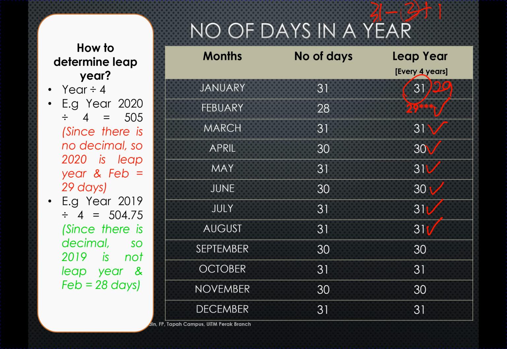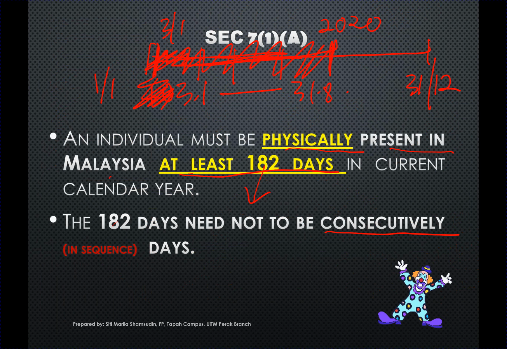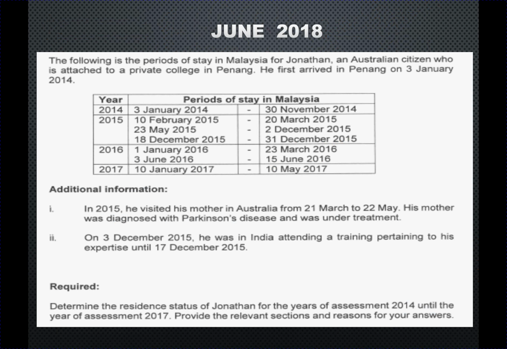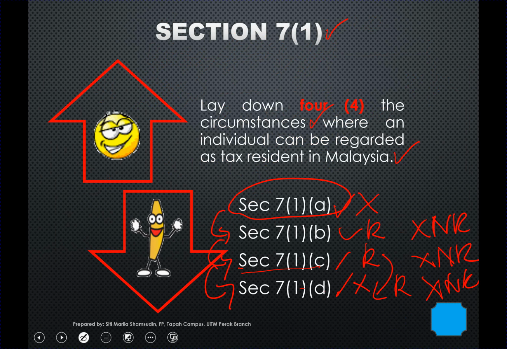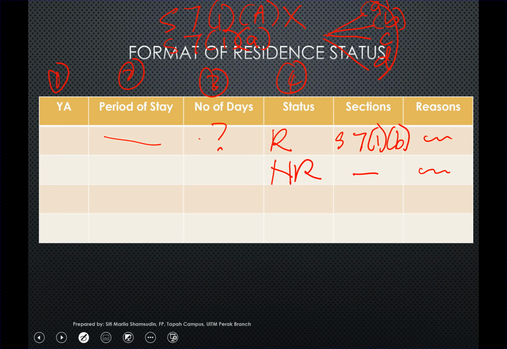Cuba awak campur ni. Apa awak dapat ni? 29 campur 29 campur 31, 30. Definitely awak akan dapat more than 182 days kan? Okay. So in this case, what happened is that this person is a resident in Malaysia. Pada YA bila? 2020. Bawah section apa? Section 71A. Kenapa? Sebab dia ada di Malaysia untuk tempoh ni.